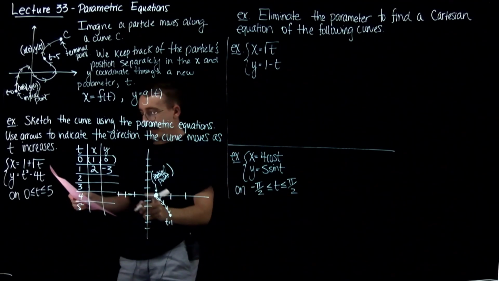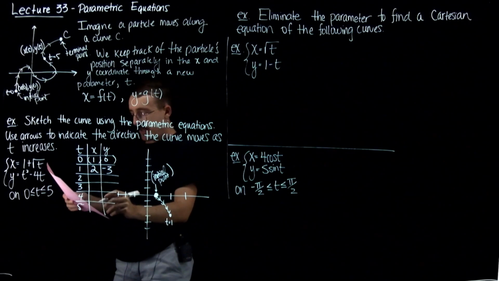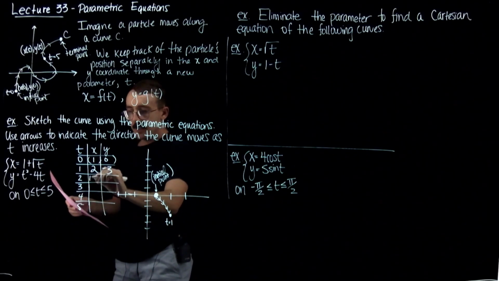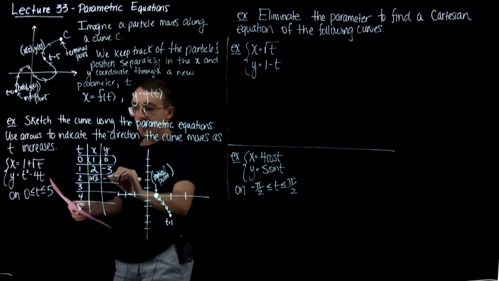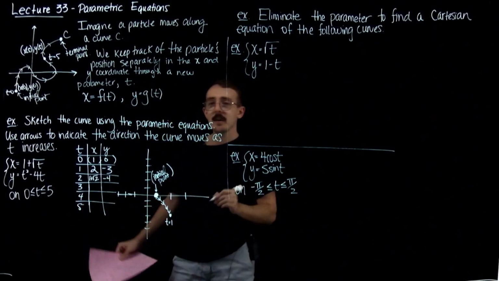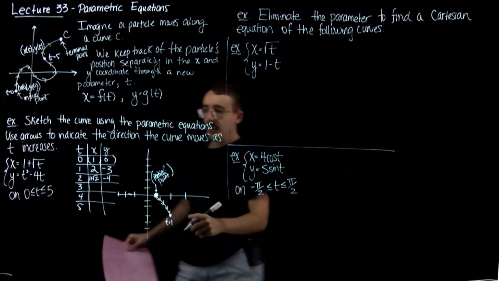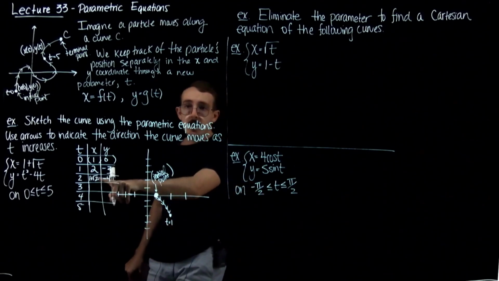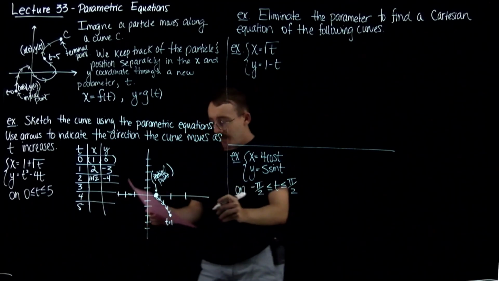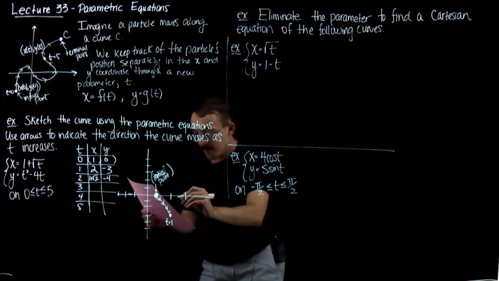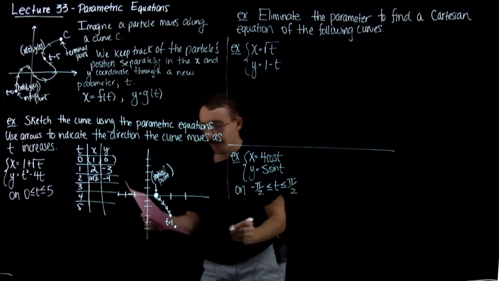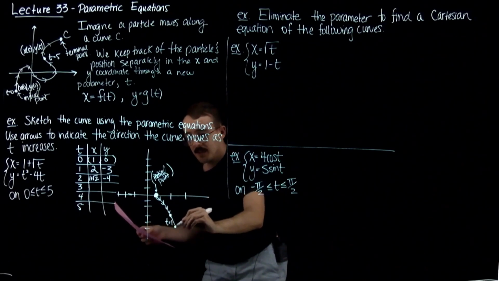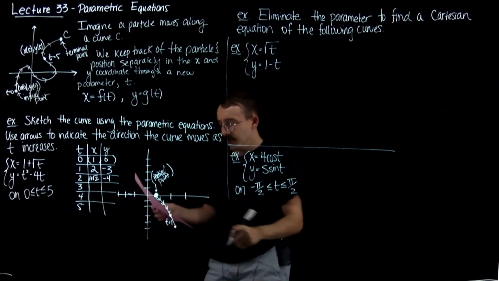And then let's plug in 2 now. If I plug in 2, I get 1 plus root 2 for the x-coordinate, and I get -4 for the y-coordinate. So root 2 is about 1.4. So we would be at about 2.4, and then down here one more unit at -4. So we continue to move down here. So that's at t equals 2.